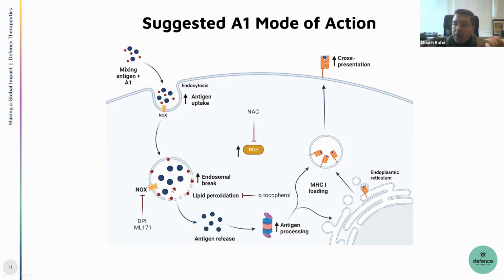We have evidence that the A1 triggers, through the NOX, the NADPH oxidase, the production of reactive oxygen species, which will lead to lipid peroxidation and a break within the endosomal membrane, allowing this aggregate to be released in the cytosol and then directly targeted to the proteasome for degradation and eventually presentation on the cell surface for T cells to see the antigen and be activated.